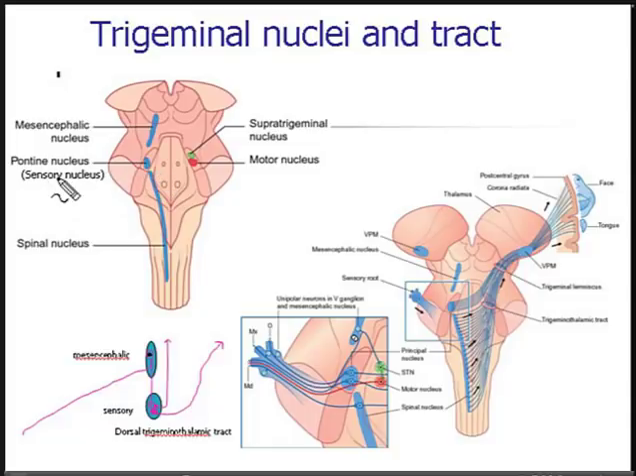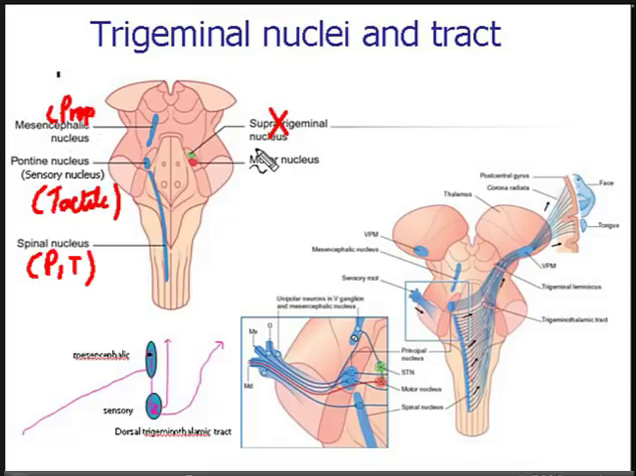The pontine nucleus is also known as the sensory nucleus or the principal sensory nucleus. It's present only in the pons. The mesencephalic is present in the midbrain. Spinal is responsible for pain and temperature. You must know these. Sensory nucleus is for tactile information, and mesencephalic is for proprioception. You can forget this supratrigeminal nucleus.